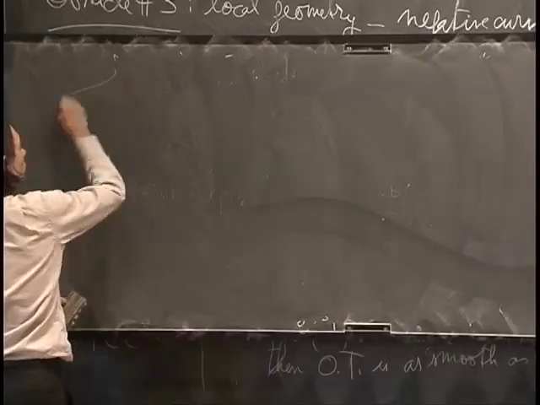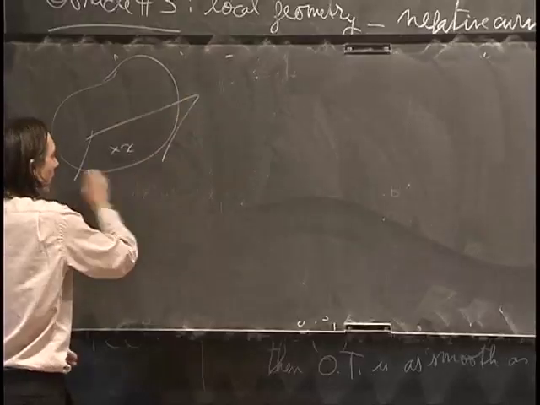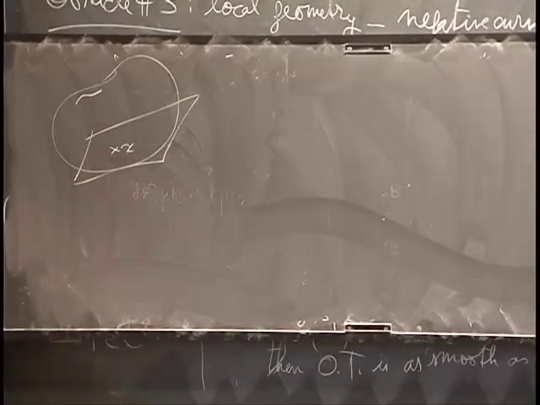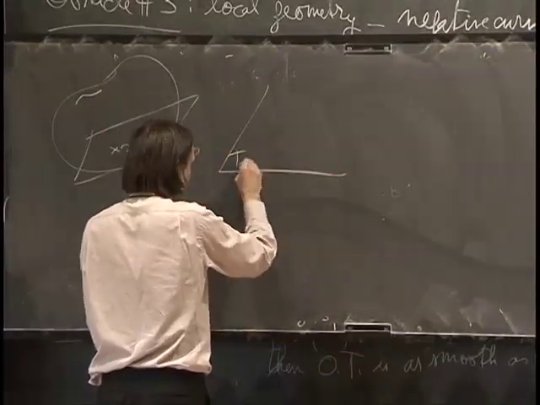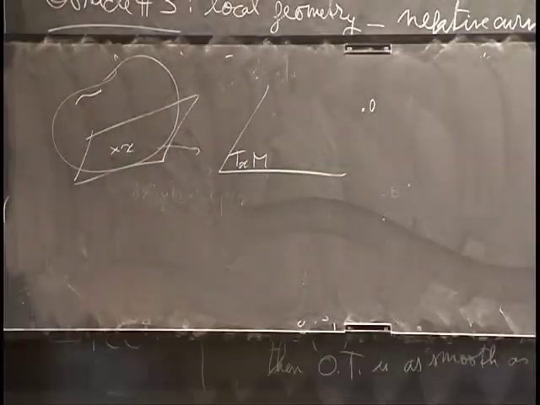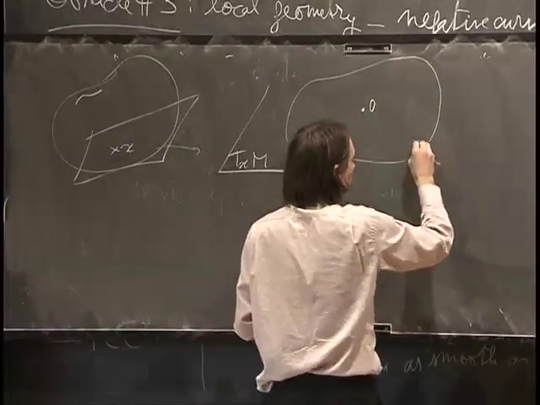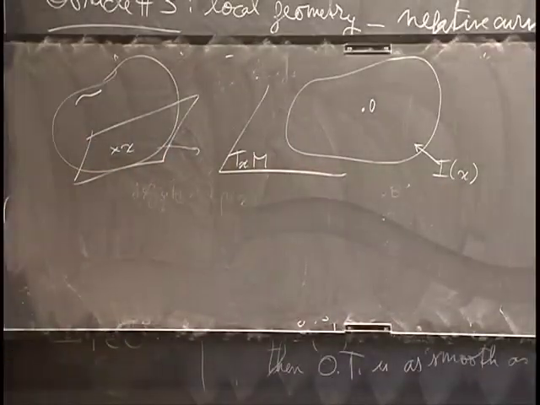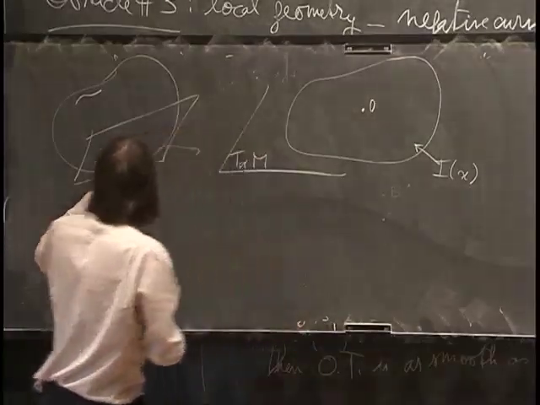So this is my manifold. This is x. This is a tangent space. The cut locus is somewhere. It has dimension one less than the manifold. So on this tangent space, 0 corresponds to x. There is a certain figure that's the injectivity domain. This is the set on which the exponential map is injective, really one-to-one. So it's as if you see your manifold viewed from x.